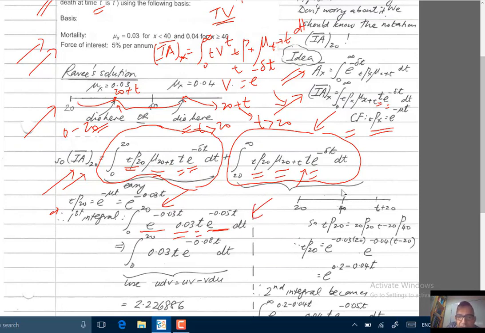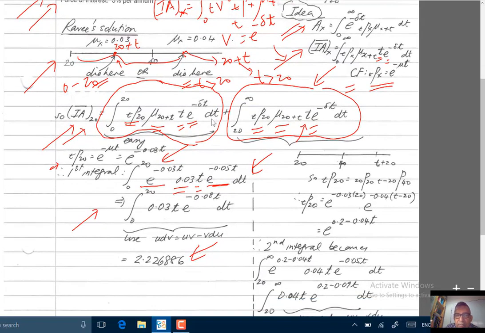If you clean this up a little bit, you'll get the integral, t going from 0 to 20, of 0.03 t e to the power of minus 0.08 t. Now this one you can integrate by parts, or you can use tabular integration, the ideas you learn in calculus, and work it out to be about 2.23.